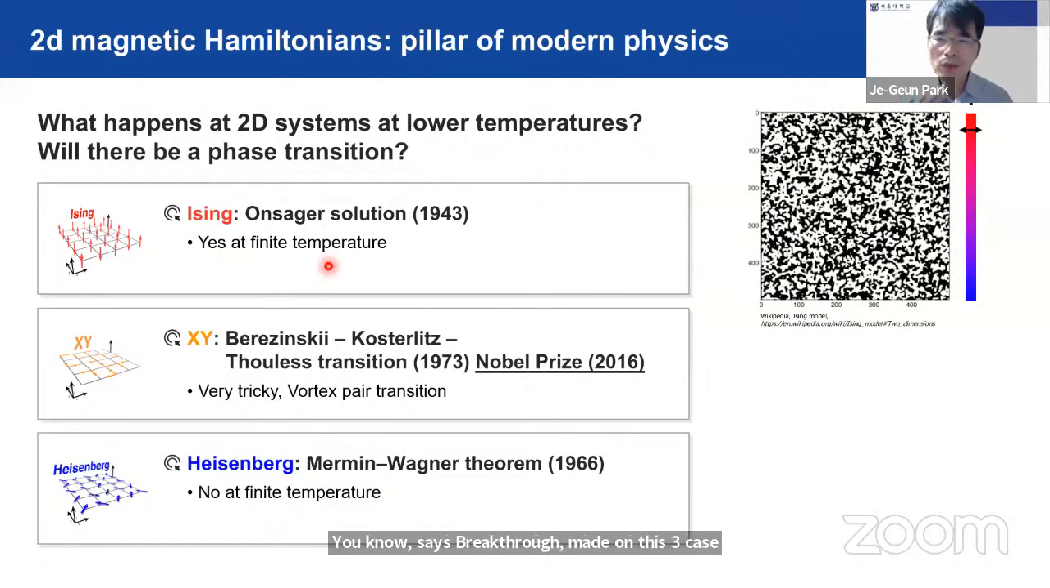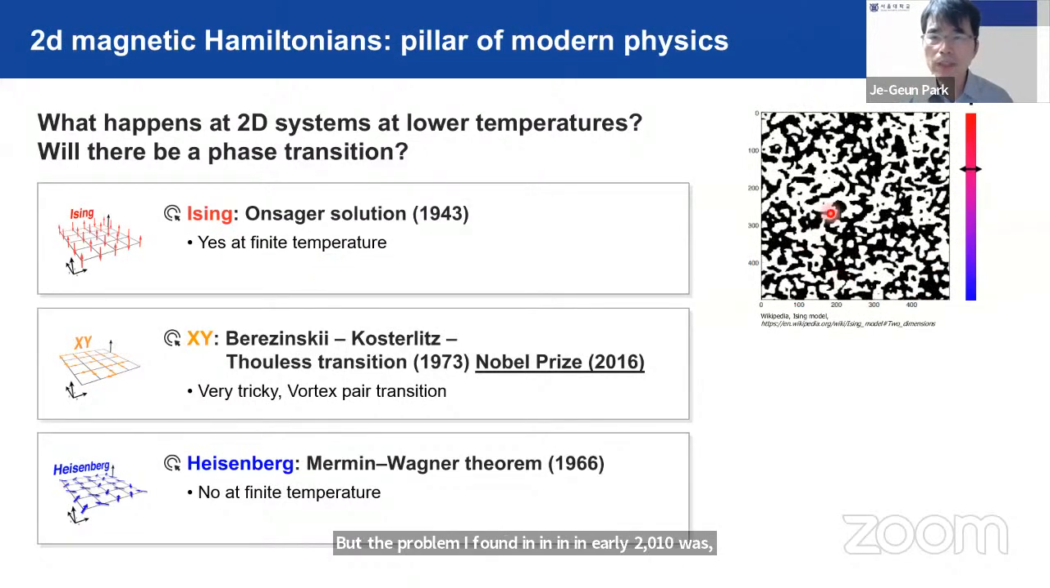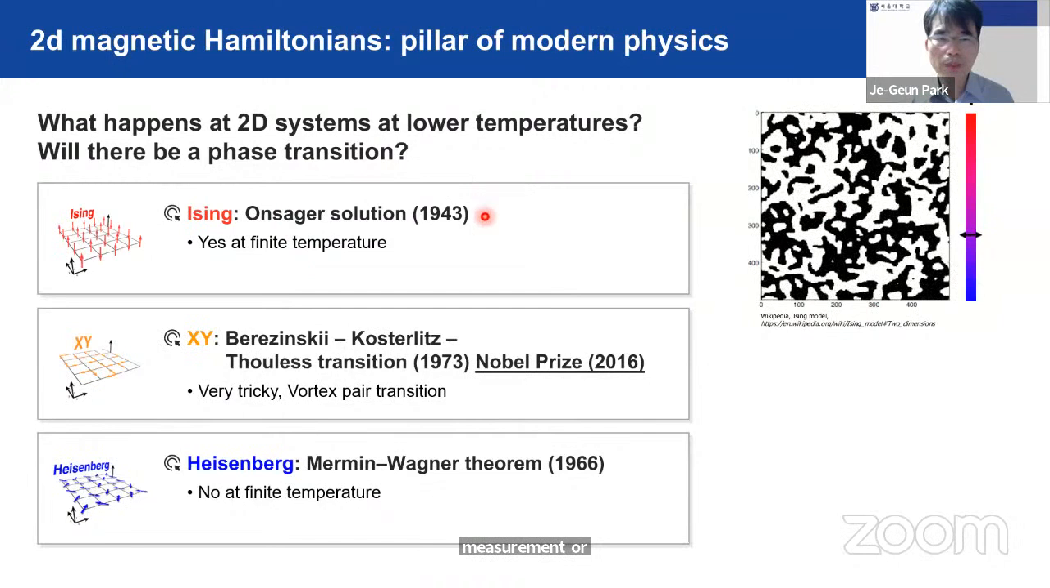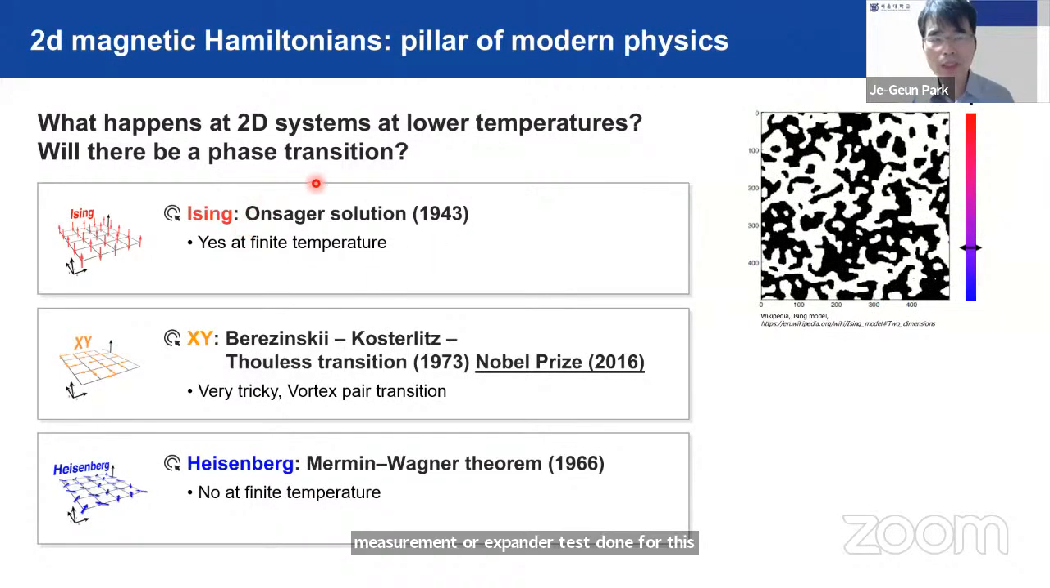But the problem I found in early 2010 was, although our picture relies on this black and white spin up and down animation, the actual measurement or experimental test of this model Hamiltonian, at least in that case, was only claimed for Ising, using helium on top of graphite, by Moses Chan at Penn State.